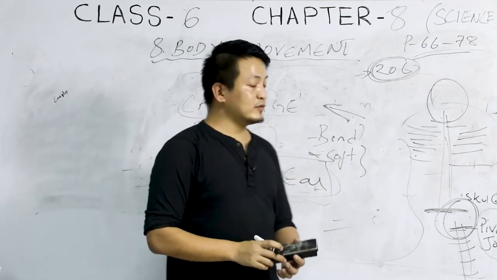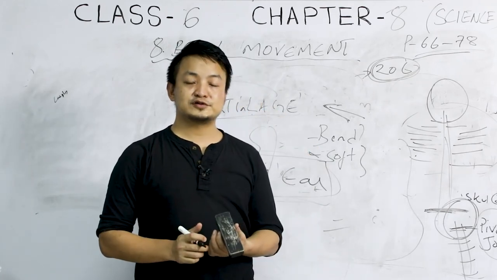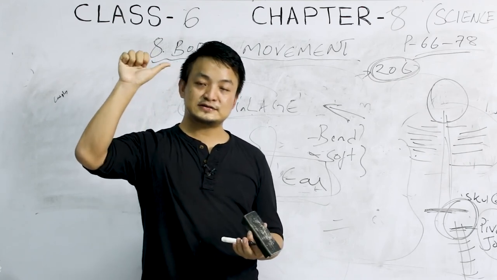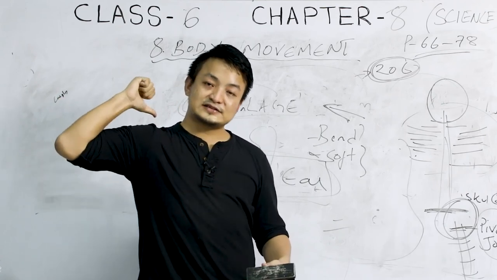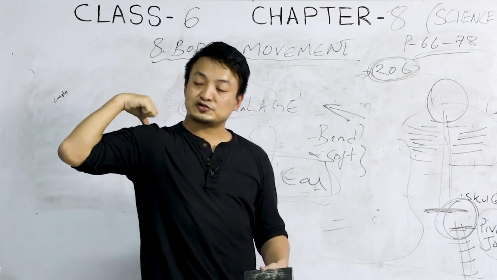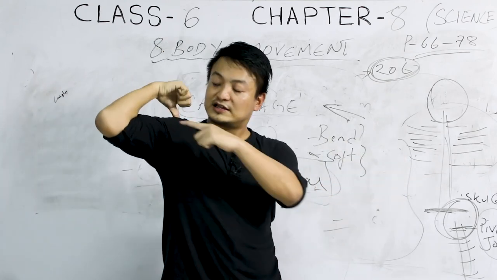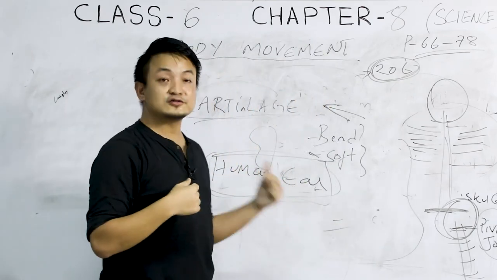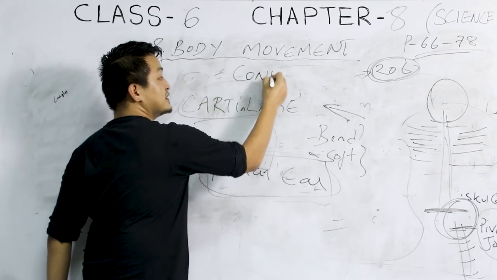Clear? Now, one activity mentioned in your textbook regarding muscle contraction, which I want all of you to try, is this: lift your lower arm up and touch your shoulder with the thumb. And with the other hand, just touch like this. Clear? So this is the muscle, and this is the contraction. This is the activity mentioned in your textbook.